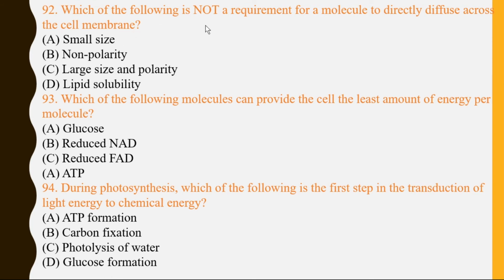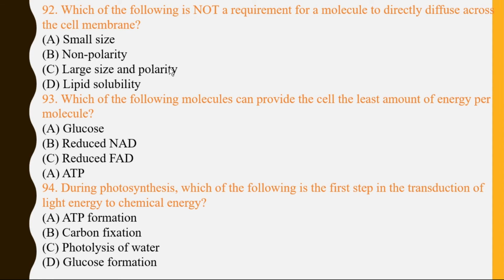Material across the cell membrane is transported in two ways: active transport and passive transport. In passive transport, for diffusion across the cell membrane, materials must be small size, non-polar, not large in size, and lipid soluble. So small size is correct, non-polarity is correct, lipid solubility is correct, but large size and polarity will not pass easily.